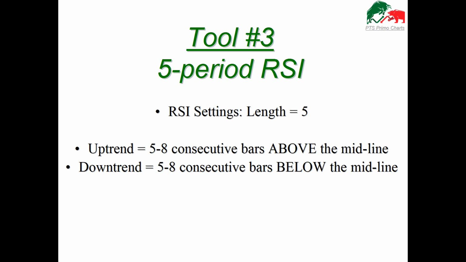That's it. So you want to count to make sure that we're going in a certain direction. Once you get a specific amount of bars in your direction on the actual indicator, that's telling you that a trend is most likely in place.